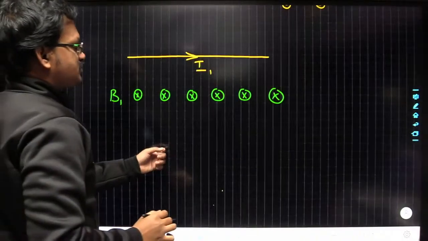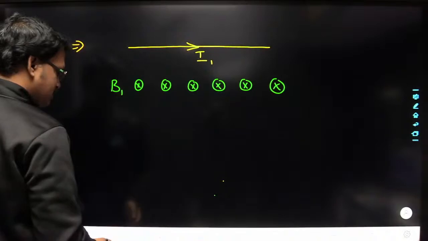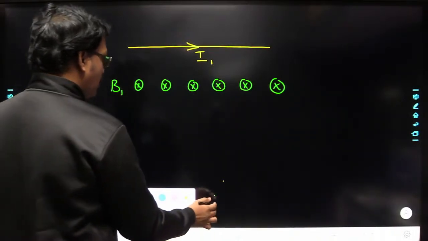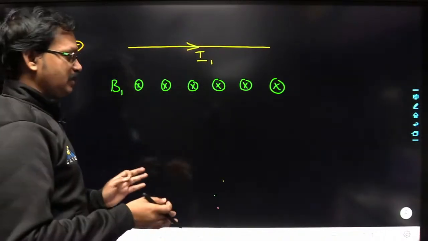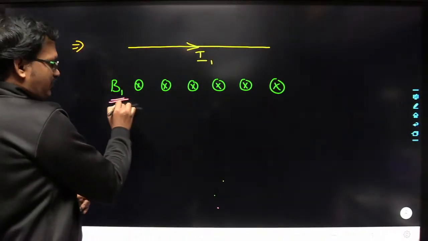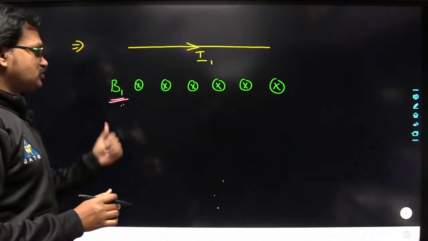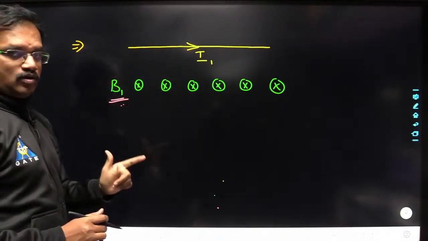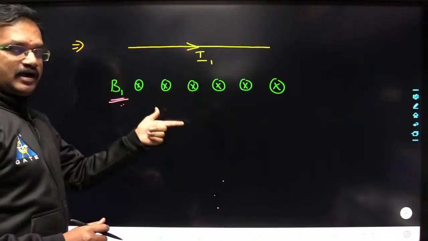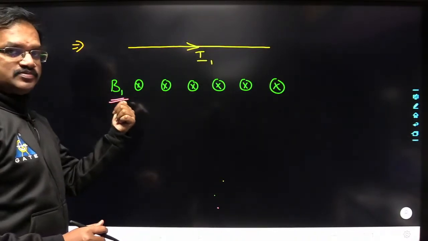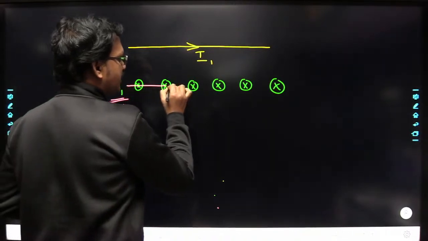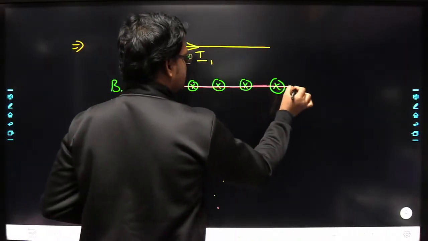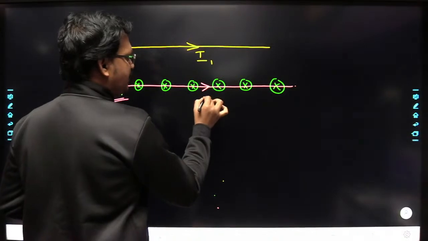Next, now I am placing another current carrying wire in this magnetic field B1. This B1 is produced by I1. So I am placing another current carrying wire in this B field produced by I1, and let us say it is carrying a current I2.